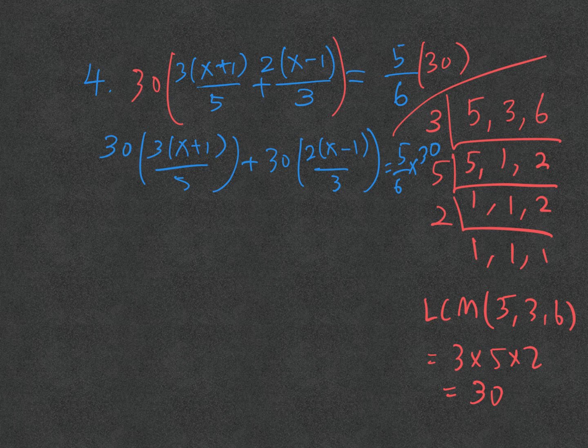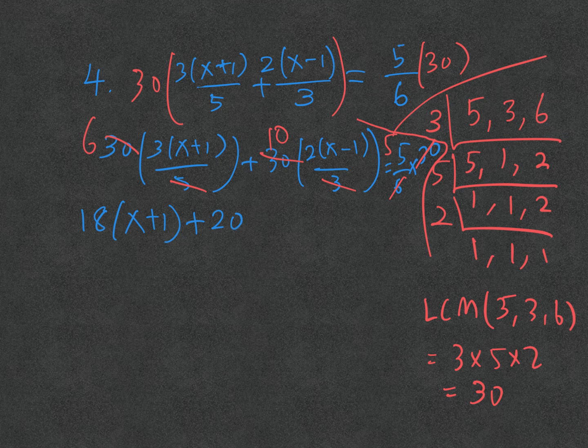So you can see that on the first term on the left-hand side, 30 divided by 5 will give you a 6. And on the second term, 30 divided by 3 gives you a 10. And 30 divided by 6 will give you a 5. So the left-hand side would be 18 times x plus 1 plus 20, because it takes 6 times 3, and 10 times 2 is 20, x minus 1 equals 5 times 5 here, so it's 25.